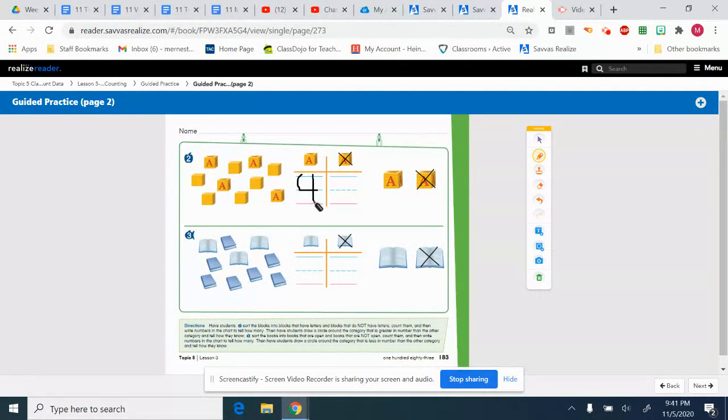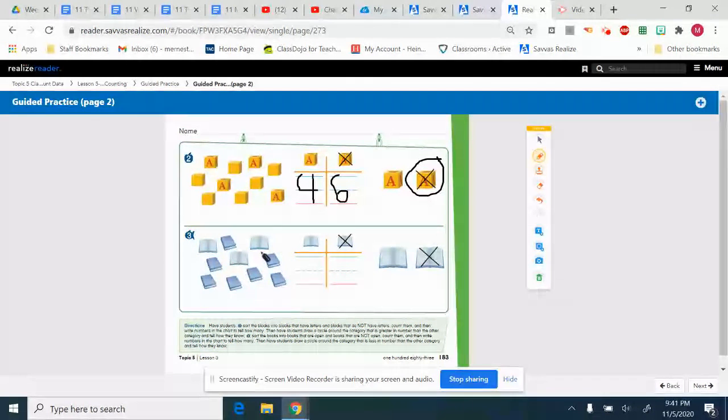And then let's count the ones that do not have a letter on them. 1, 2, 3, 4, 5, 6. 6. Kindergartners, which one is the greater group? The greater group is the one without the letters, so you can circle it over here. Good job.